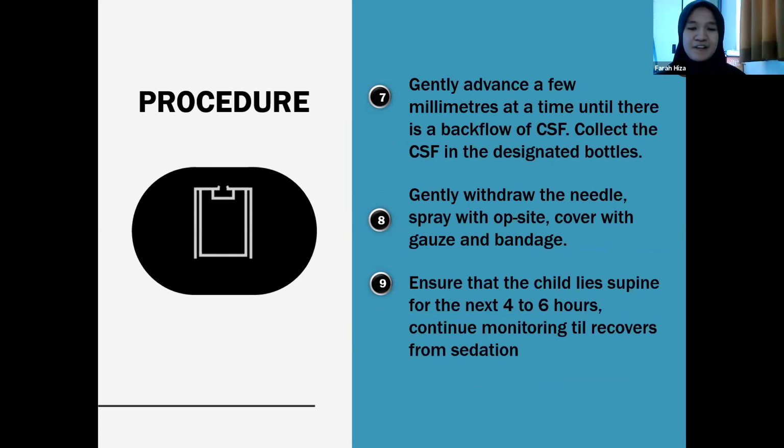When you prepare the needle, advance it and penetrate the layers until you hear a pop sound. Usually when we pull out the stylet, there must be CSF fluid coming out. That's when you prepare the 4 bottles. After we get the suitable amount for the tests, we slowly insert the stylet back, then pull out the needle and put a bandage over it. We want to make sure the child lies supine for the next 4 to 6 hours until he recovers, especially if we gave any sedation prior to the procedure. Okay, next.